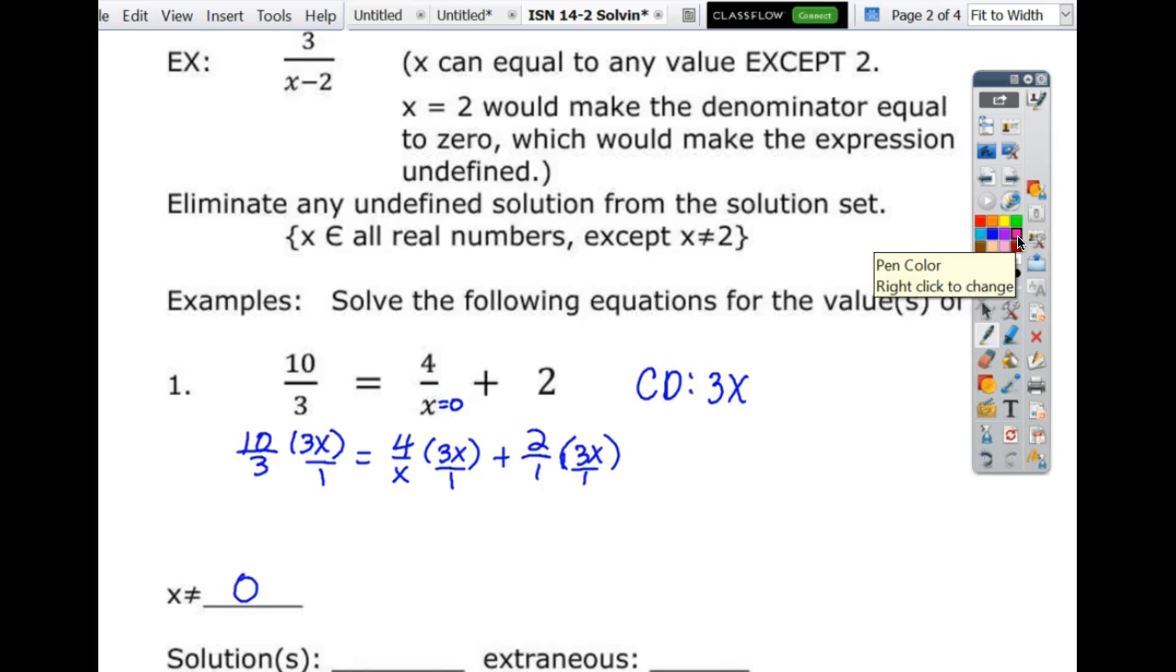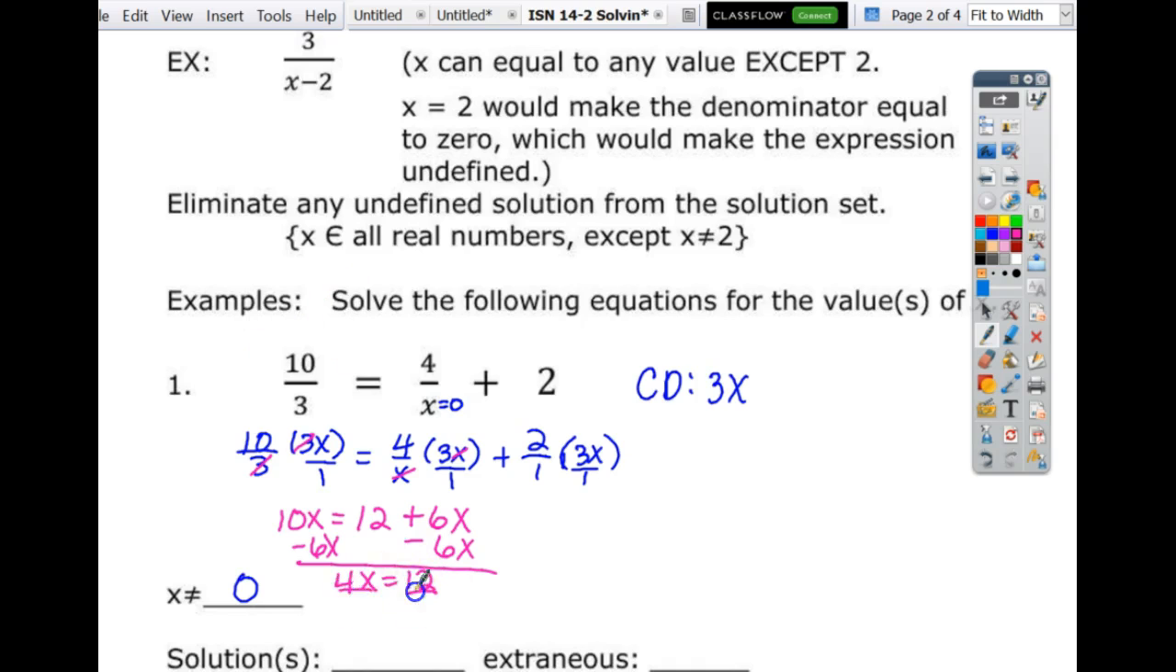what happens to the 3's? They cancel, and I get 10x. What happens to the x's? They cancel, and I get 12. Can I cancel anything in the last one? No. So 2 times 3 gives me 6x. So when I subtract the 6x, so x is 3.